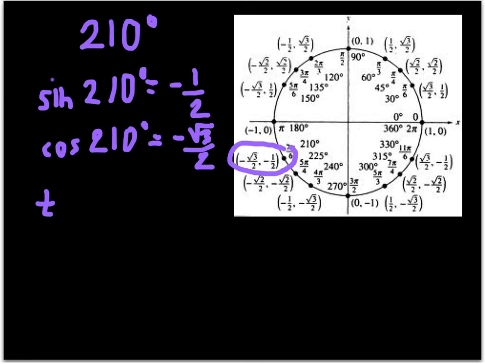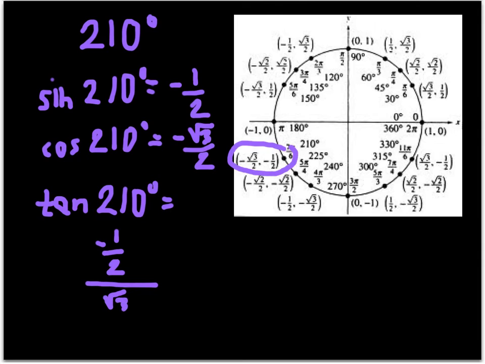Now, tangents are not written on here, and we'll probably take some class time and write the tangent values on your circle chart. But tangent is the same as sine over cosine. So in this case, we'd really have negative 1/2 over negative square root of 3 over 2.